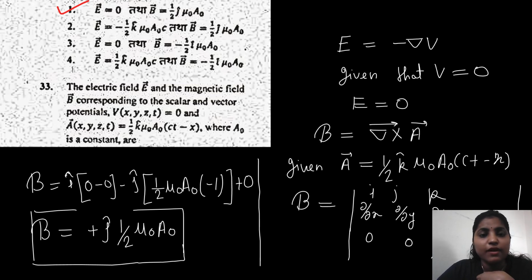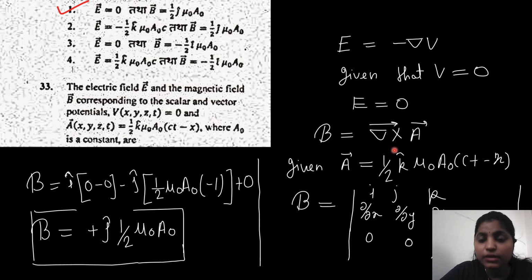In this question, you have to find the electric field and magnetic field corresponding to the scalar and vector potentials given in this question. The electric field in terms of the scalar potential is minus grad V. The scalar potential is given as 0, so the electric field E will also be 0.